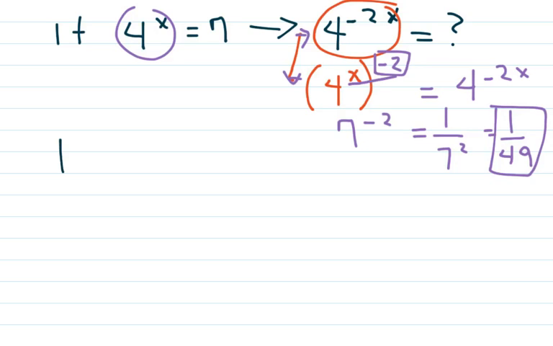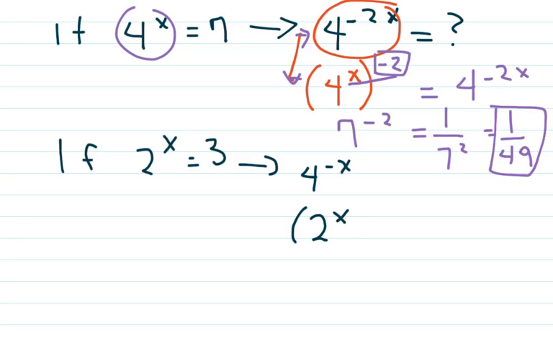If 2 to the x equals 3, then what is 4 to the negative x equal? So bottom line is, I want this inside to be 2 to the x because I want to substitute this eventually with 3. So what would I put here to make this look like this? And that would be negative 2x.